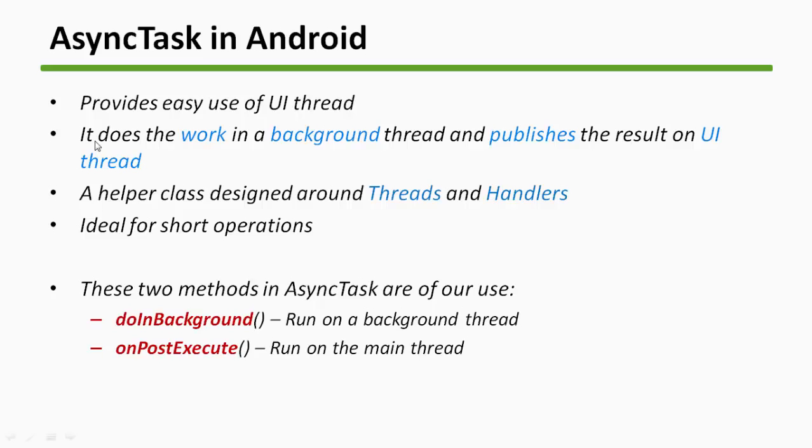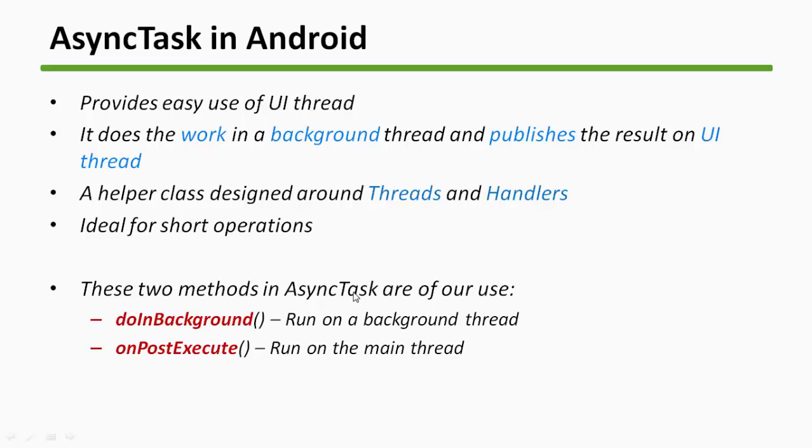And it is a helper class designed around these threads and handlers. So we have threads and handlers for the same stuff, and this async task can be used for the same purpose, and it is ideal for short operations. So basically, these two methods will be of our use. The first is the doInBackground, which will run on a background thread, and onPostExecute, which will run on the main thread.